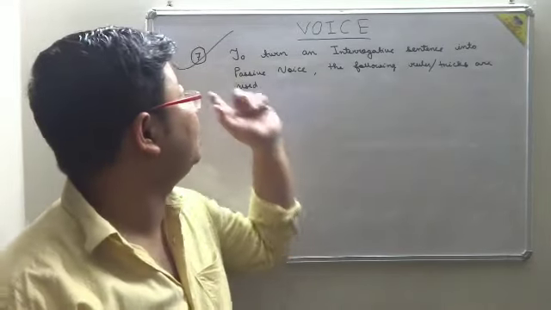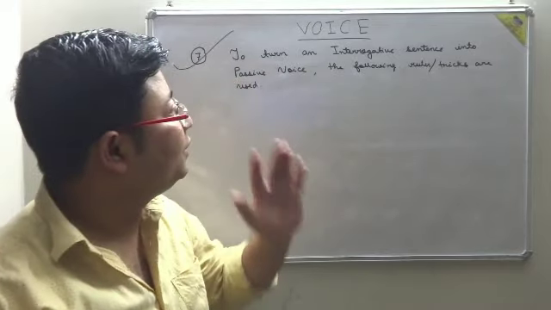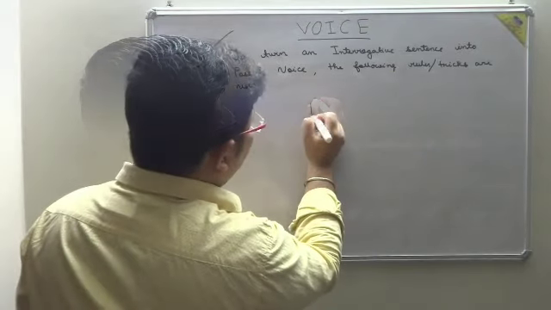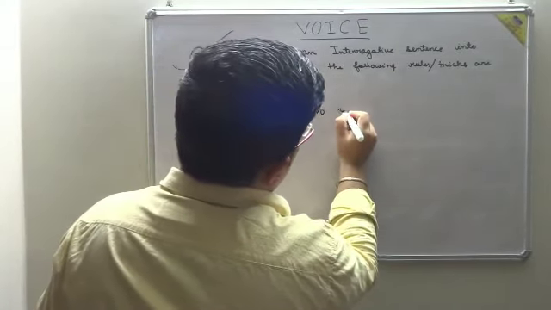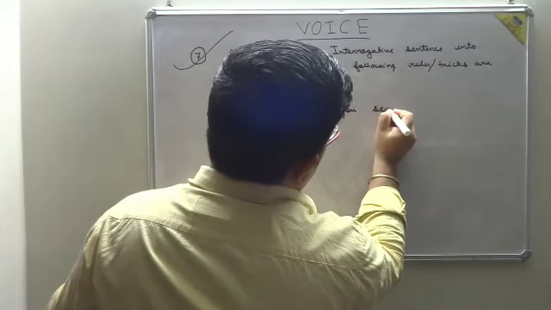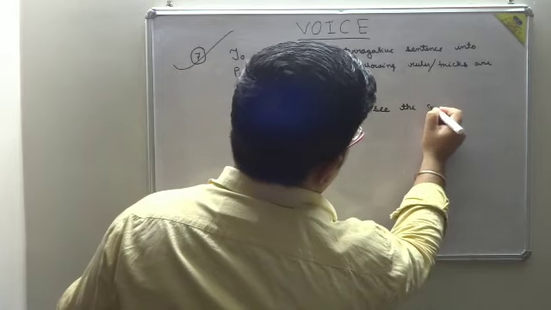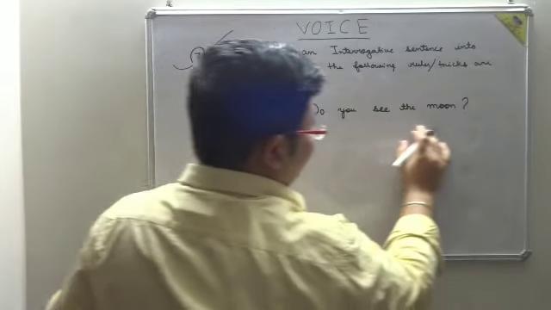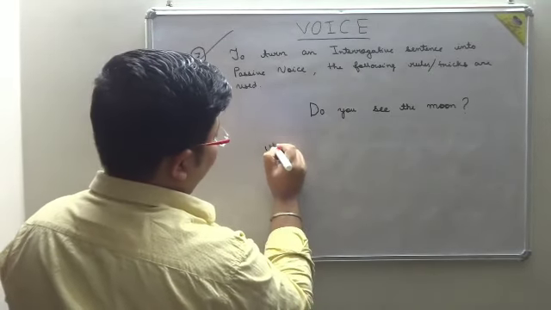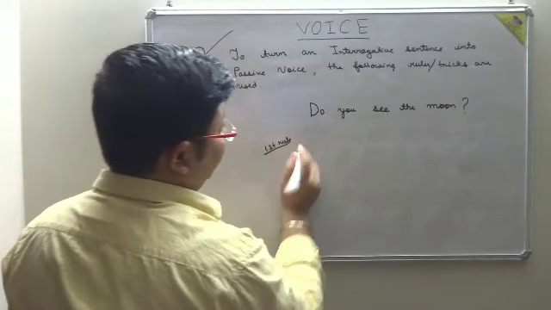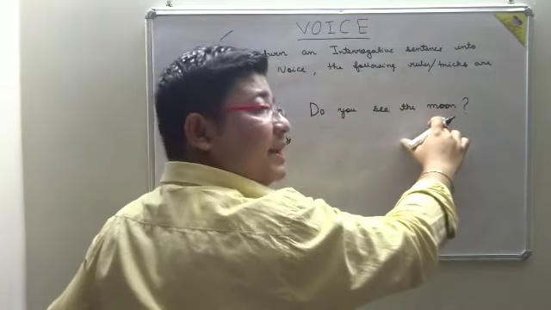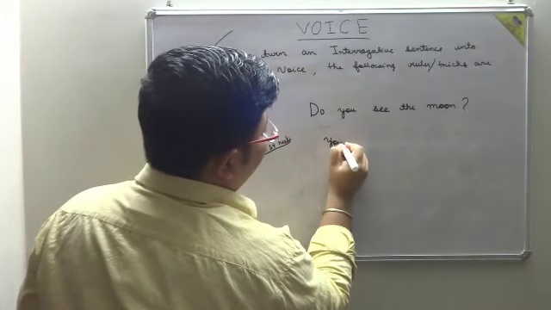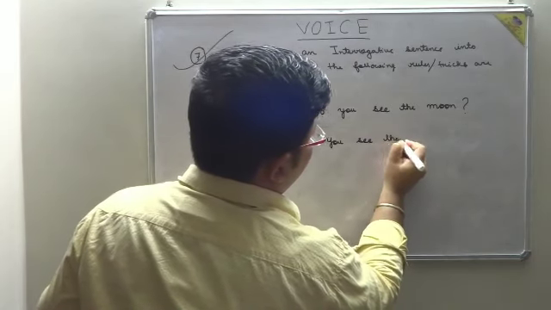I thought of proceeding to the number 8 rule, but instead of going to number 8, I will give you one more sentence. Do you see the moon? One more example, I am doing it for you all. Our first trick or first rule: I'll make this interrogative sentence into a statement or assertive sentence. I'll write simply, you see the moon.